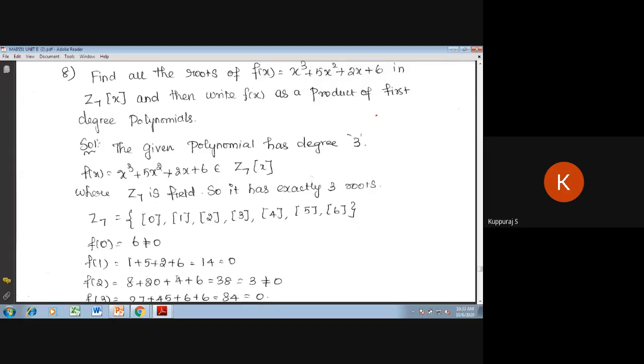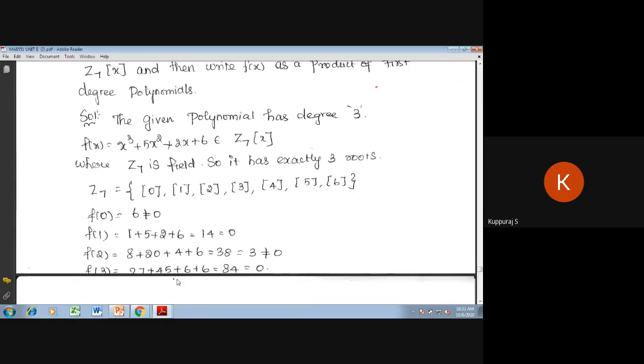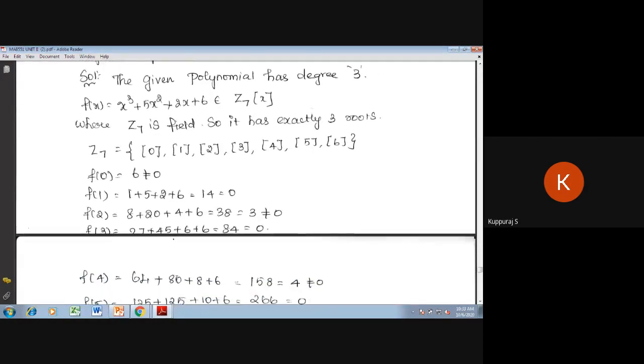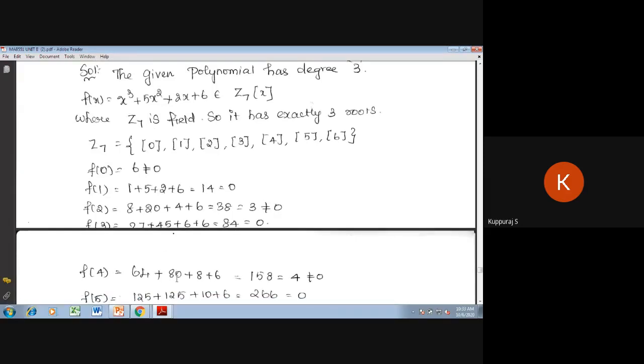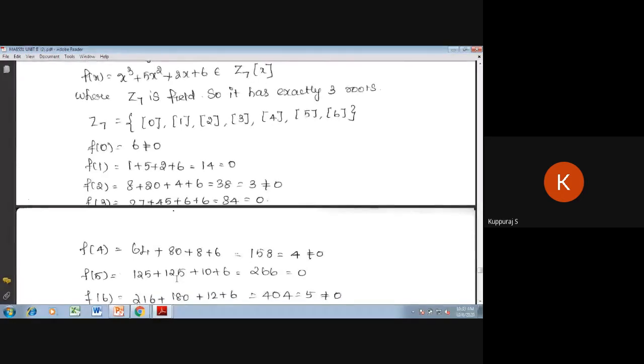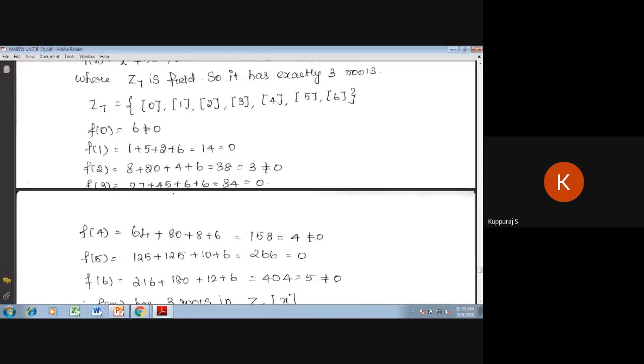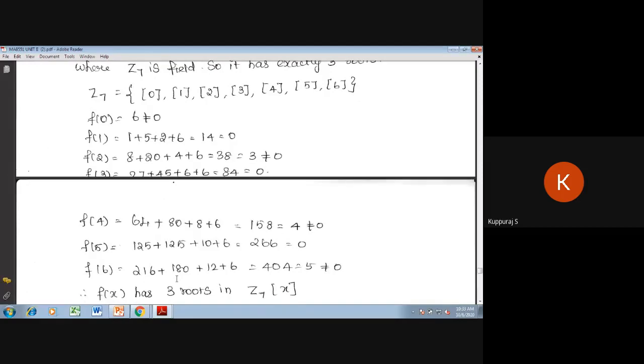Then putting 2, f of 2 is equal to 3, not equal to 0. Putting x equal to 3, f of 3 is equal to 84, which is congruent to 0 mod 7. Then putting x equal to 4, f of 4 is equal to 4, not equal to 0. Then putting x equal to 5, f of 5 is equal to 266. So 266 is congruent to 0 under mod 7. So 5 is also a root of the polynomial. Then putting x equal to 6, the last value in the set Z7, f of 6 will be 5, which is not equal to 0, so 6 is not a root.